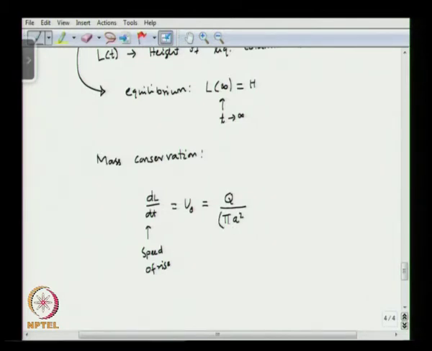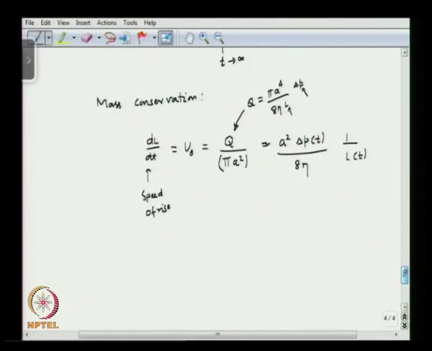a is the capillary radius, and we can substitute for Q from Hagen-Poiseuille, where Q can be written as pi a to the 4 divided by 8 eta L into delta p. So we can write this as a square delta p, which is a function of time, into 8 eta into 1 over L(t). So all are time dependent here. Now we can do energy balance.